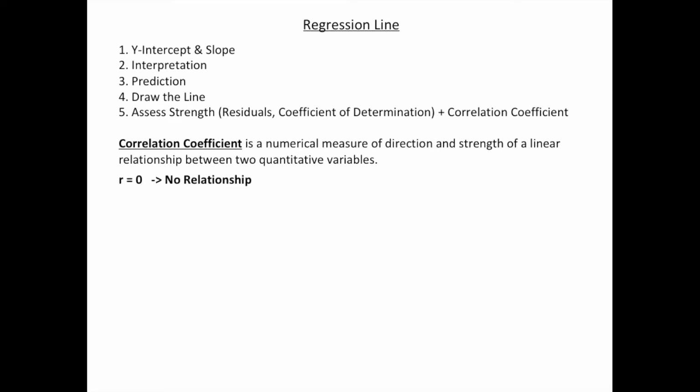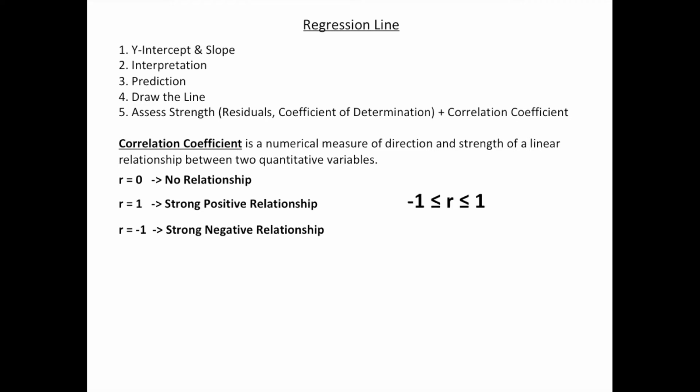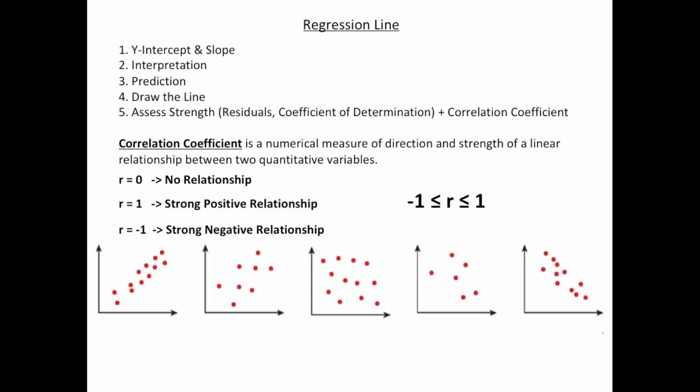If it's set equal to 0, then there is no relationship present. If it's set equal to 1, there's a strong positive relationship. And if it's set equal to -1, there's a strong negative relationship. So your correlation coefficient should always fall between -1 and +1. We're not really going to focus on calculating this value right now. We're just going to focus on how to define the correlation coefficient if we look at a few scatter plots.